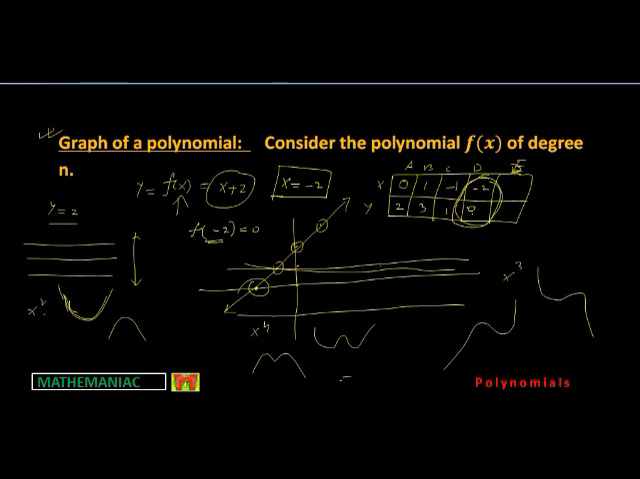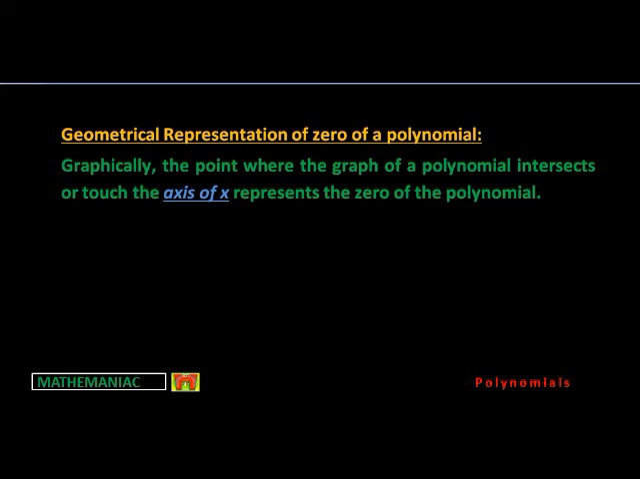Sorry, x-axis. That means the point where the graph will intersect the x-axis, that point will have y coordinate 0, and in turn the corresponding value of x is nothing but the zero. That's what has been explained here very nicely. So quickly we can get some figure here.